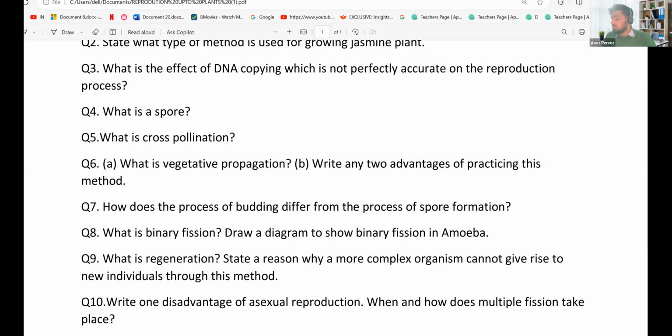Yes, you, Jovita. One is bacteria, another one is Rhizopus. Very good. So we have bacteria and Rhizopus as the two organisms that reproduce by spore formation. Okay.